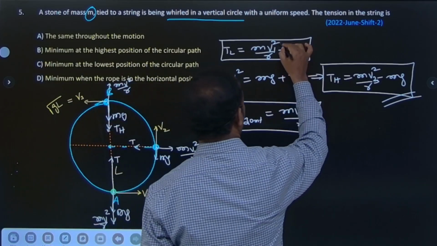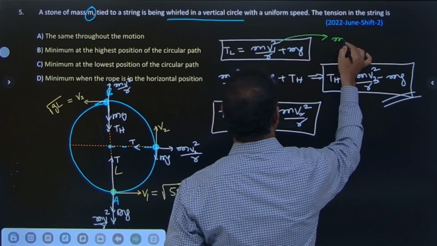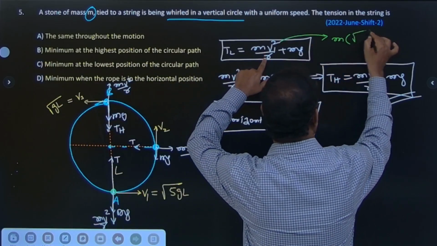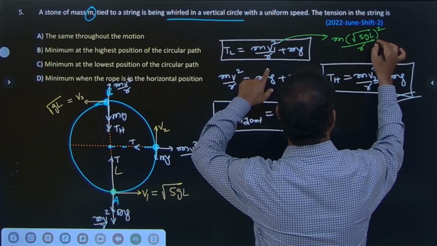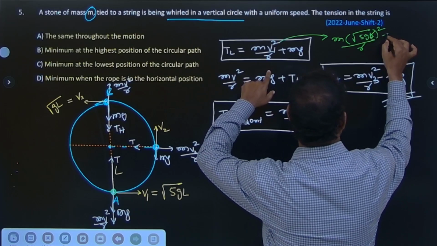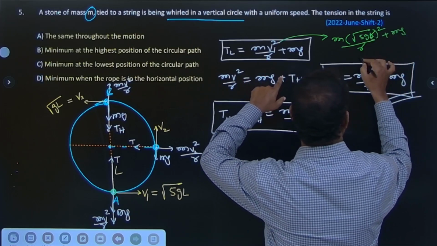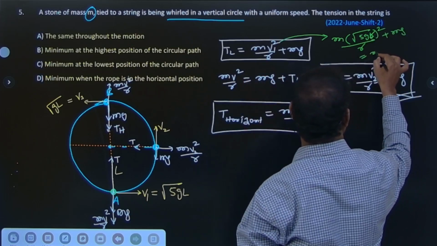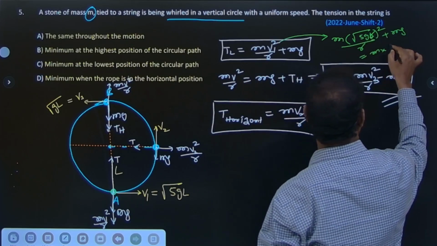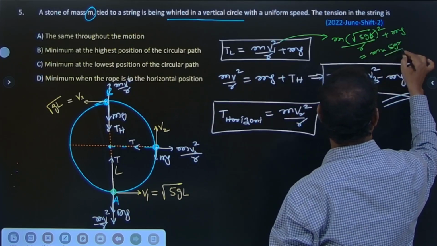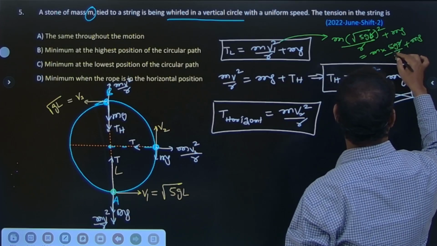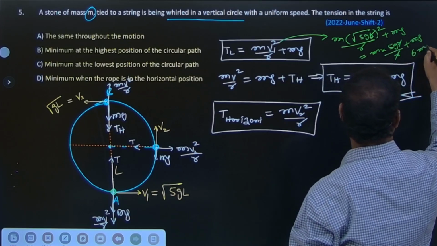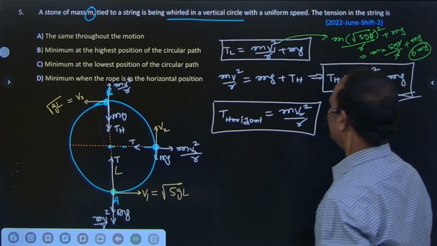First I am talking about the lowest point. mv1 square is m times square root of 5gl whole square by r, plus mg. So it will become m into 5gr by r plus mg. R cancels, 5mg plus mg. So what do we say? 6mg is the tension at the lowest point.